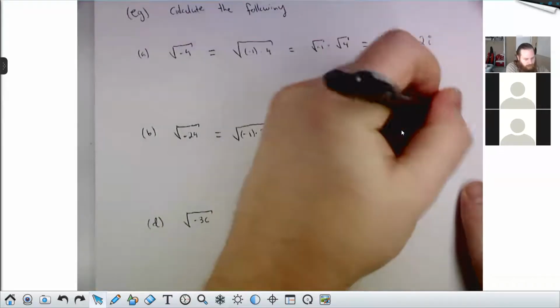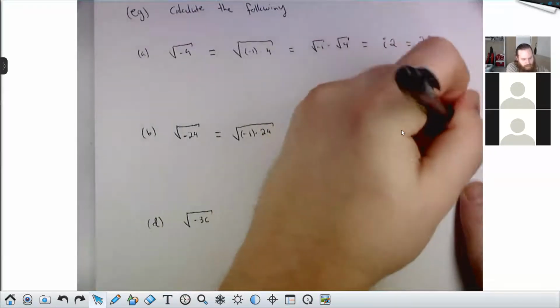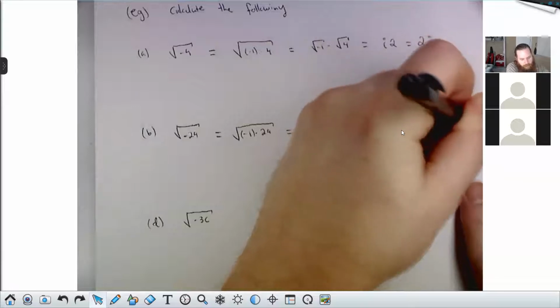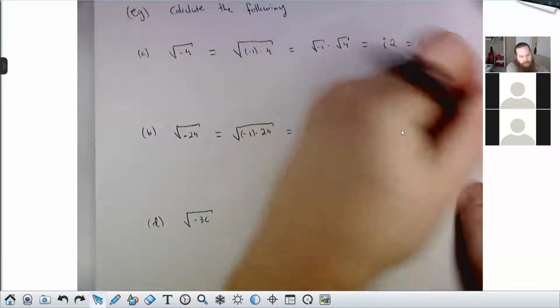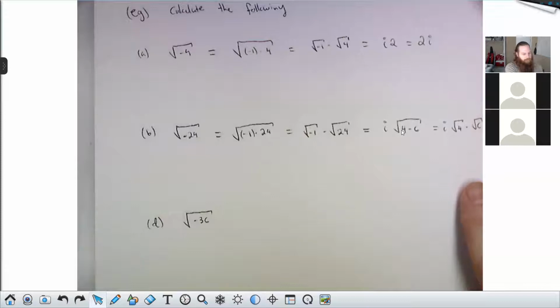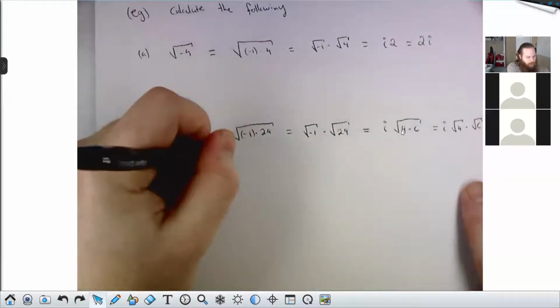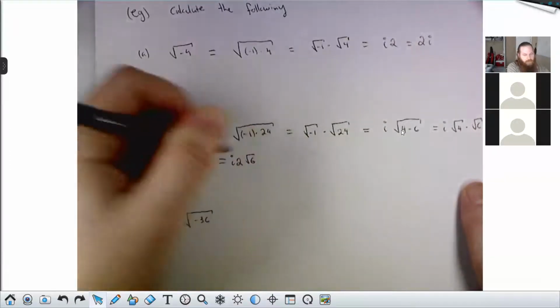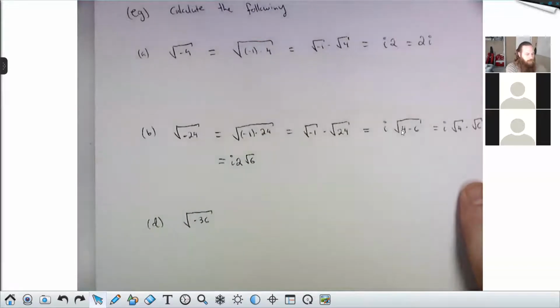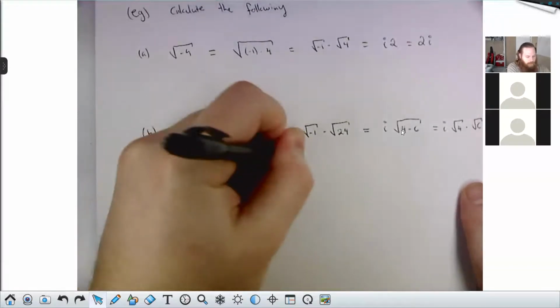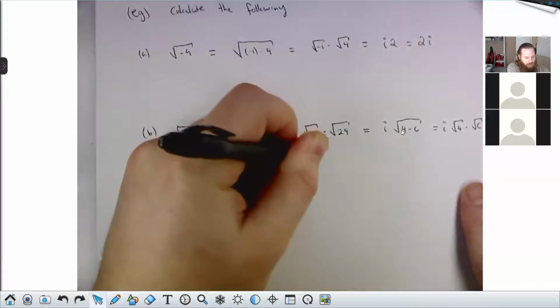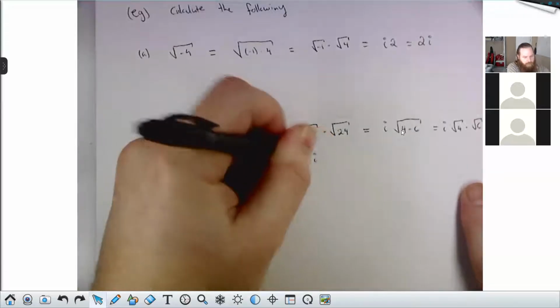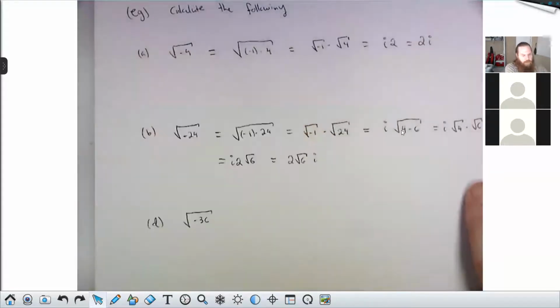This is i times the square root of 4 times the square root of 6. And the square root of 4 is 2. So this is i times 2 times the square root of 6. And most people would write that as 2 root 6 times i. And I like to put a little tail on the back of my square root so you can tell where the square root symbol stops. I advise you do the same.